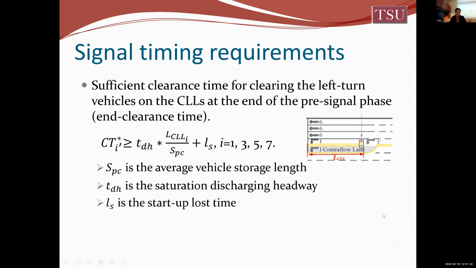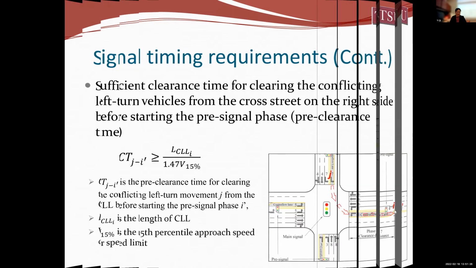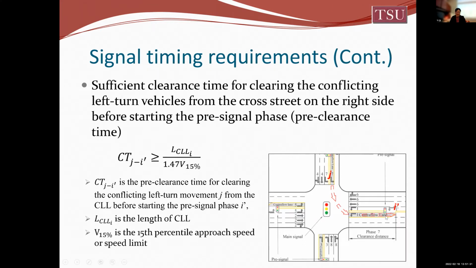Then besides this end clearance time, we also will make sure the signal lights clear all the vehicles on the control flow left lane. So this is the left turn from the cross street, because before we turn on these lights, we will cut the left-hand vehicle from the side street first. For the left-hand vehicle, they have some all-red time, but this all-red time only can clear the vehicle from the intersection, not from the whole control flow left-hand lane. So we needed to add this clearance time.